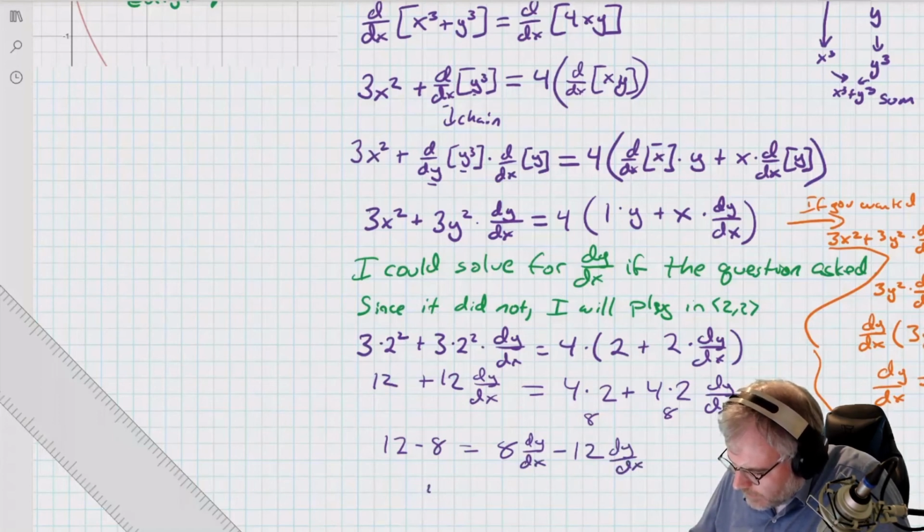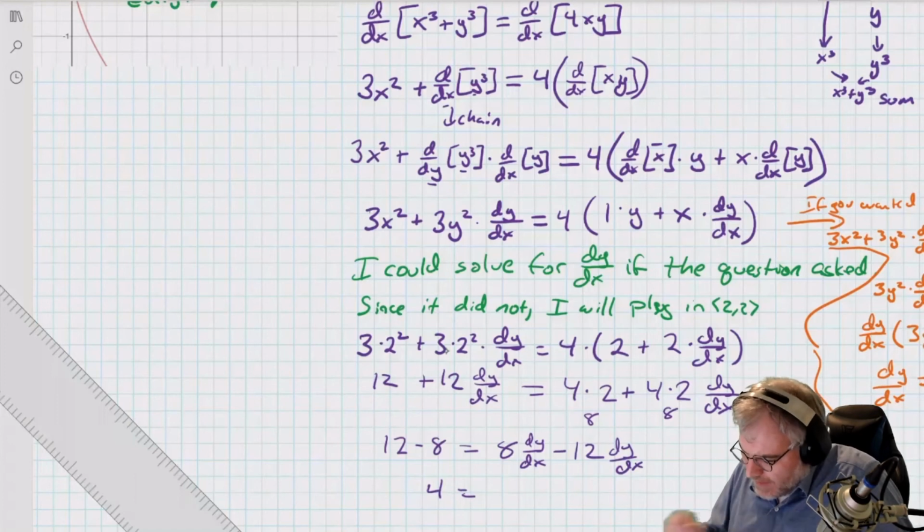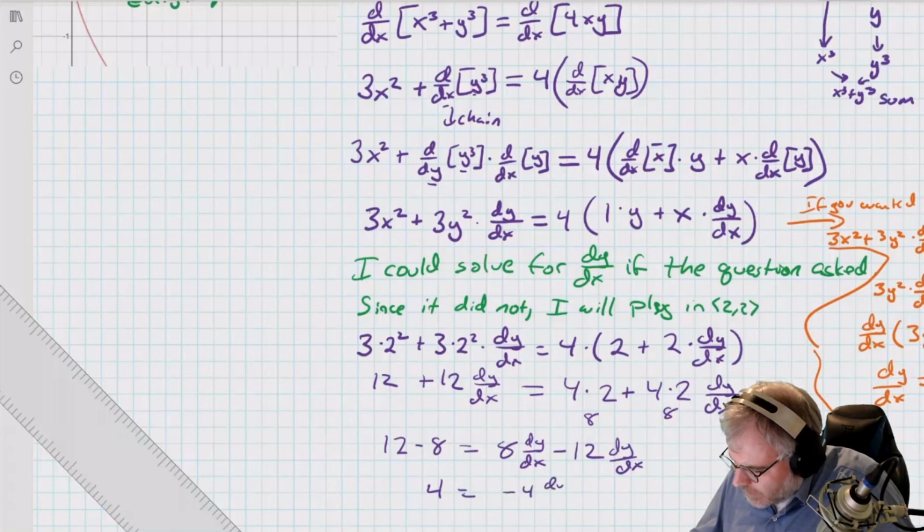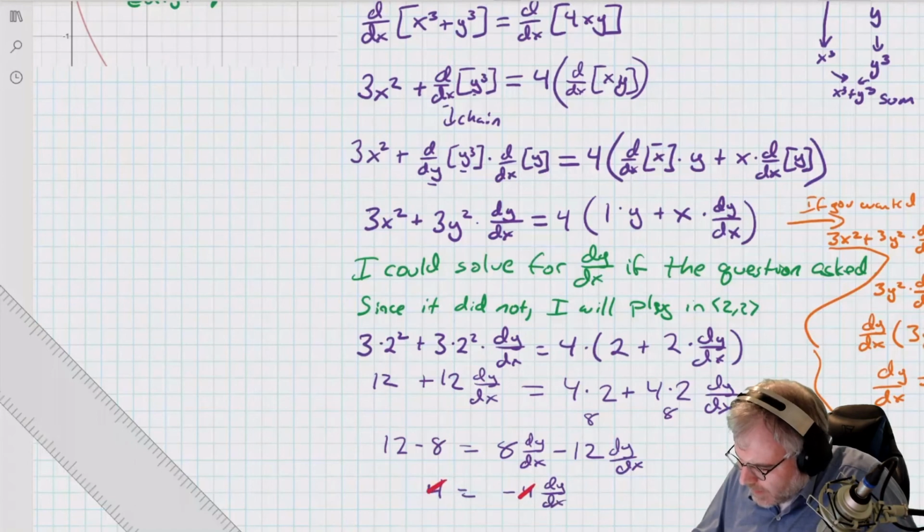And I wind up here with 4 equals, I should have divided out the 4s at this point. Matter of fact, I should have done that all the way from the beginning. I should have just divided out the 4s. Oh well, negative 4 dy over dx. The 4s will cancel. And I wind up with dy over dx equals negative 1.